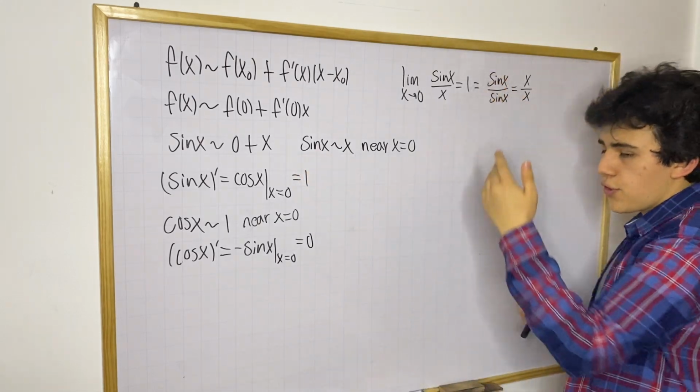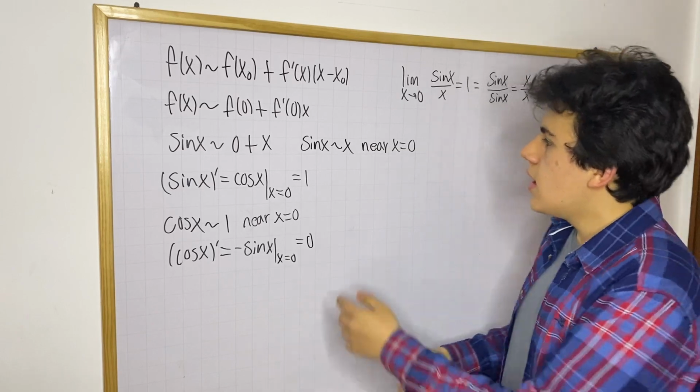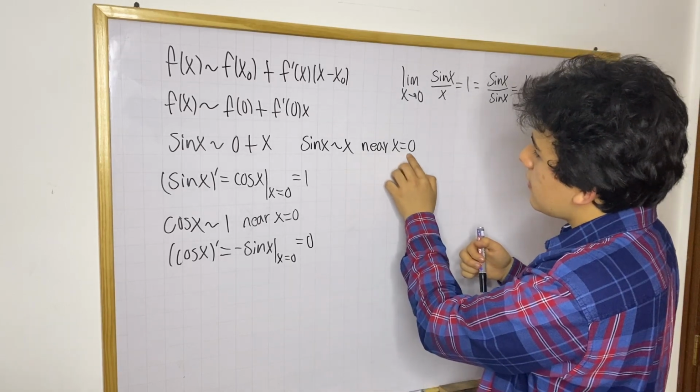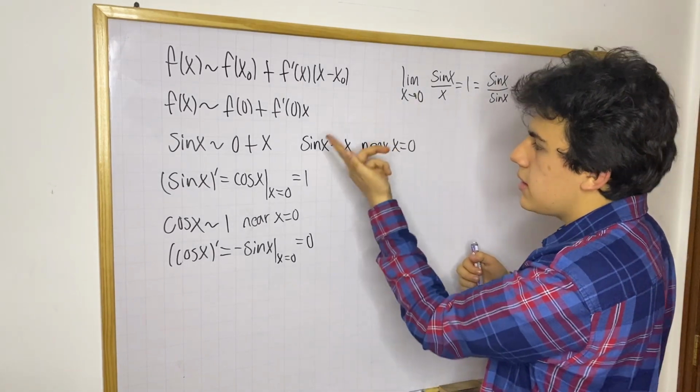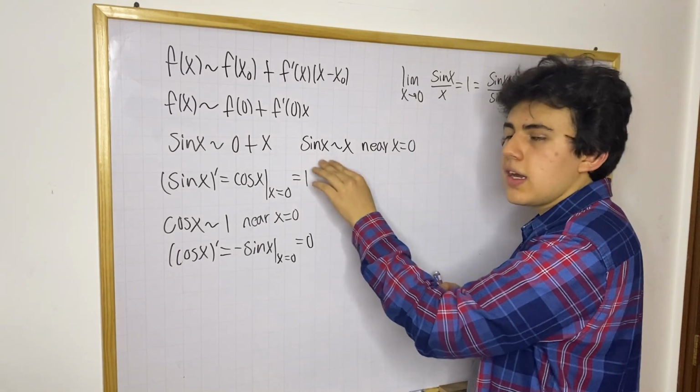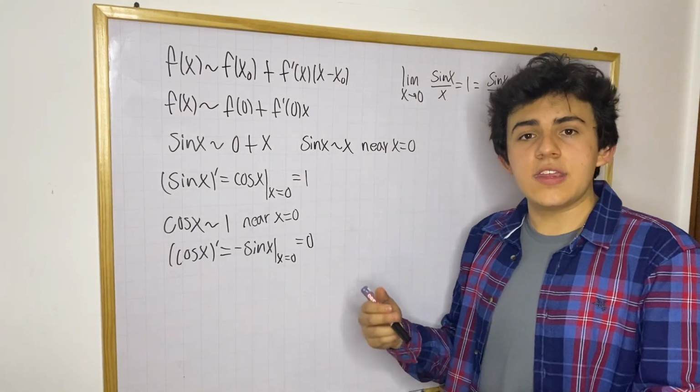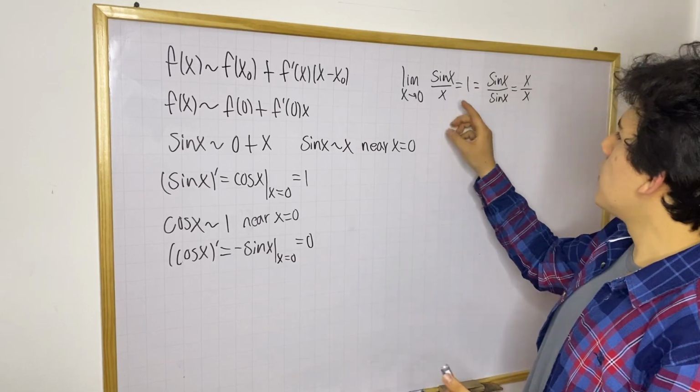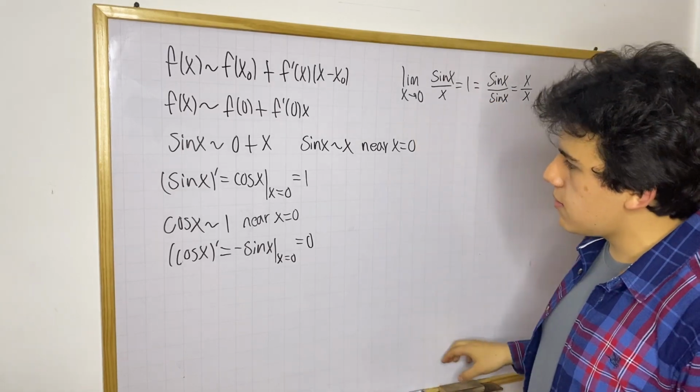You basically have two things that are equal dividing each other, because as x is very small, which is what the limit indicates, these two are the same, and if they're the same, you divide them, you get 1, okay? That is one of the ways in which you can prove that limit.